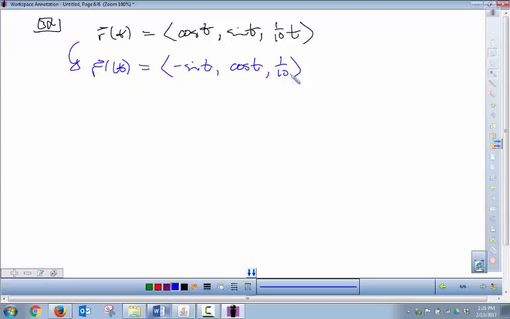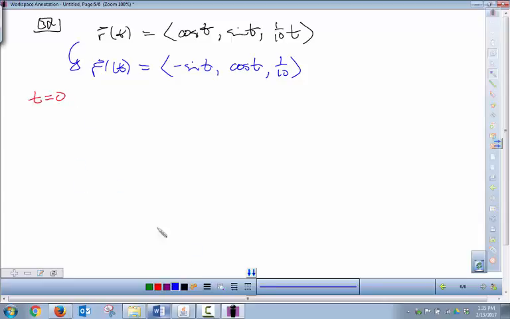So the interesting thing to ask is, what is this now? Frederick asked if it was a vector. Yes, it is a vector. It's a vector function at this point. Let's find out what's happening when t is equal to 0.